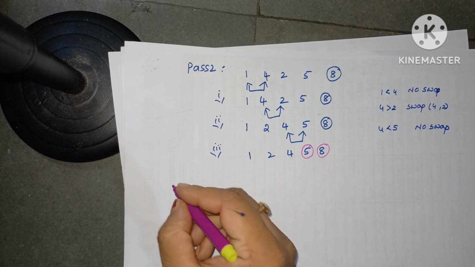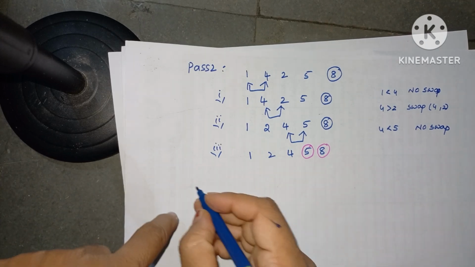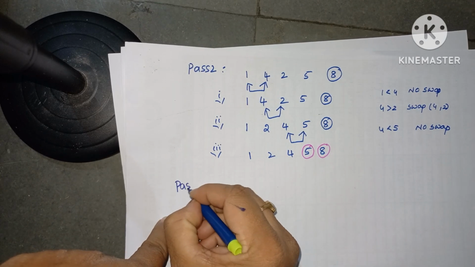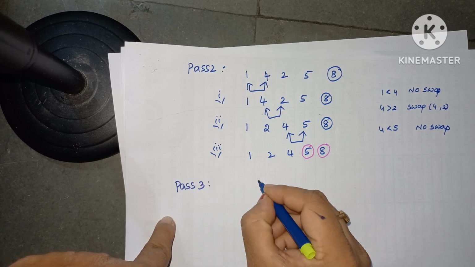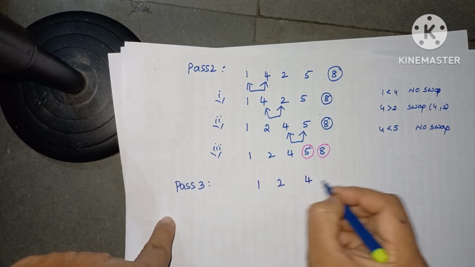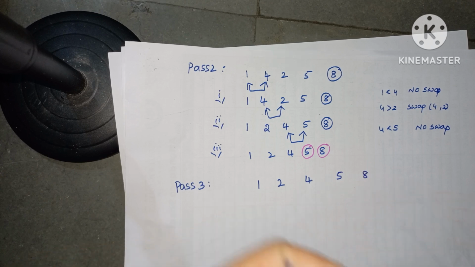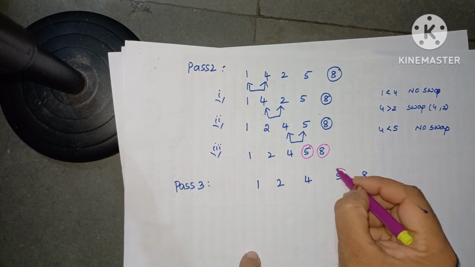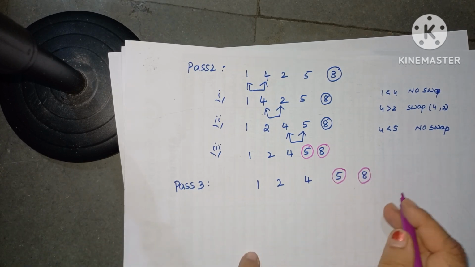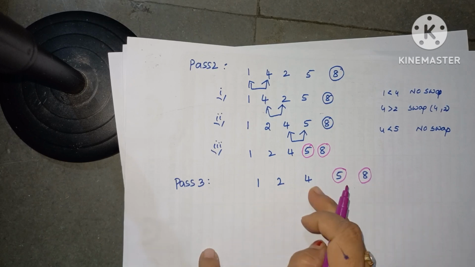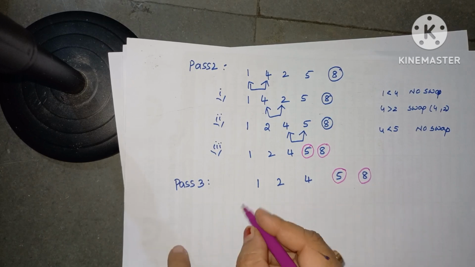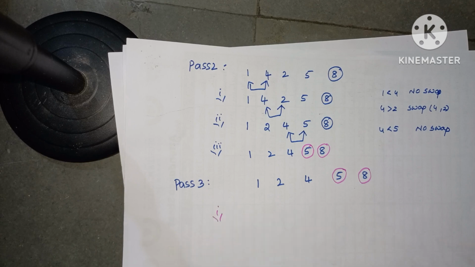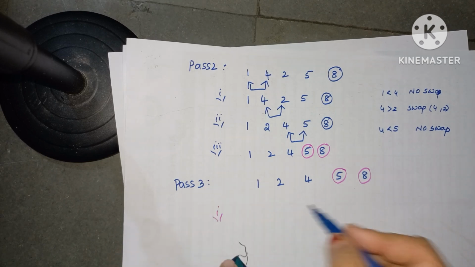Okay. Next one is pass 3. In pass 3, we just take 1, 2, 4, because the 5 and 8 elements are already in the bubbled position. So these are already in order. Now in pass 3, within 2 steps only we have to check, because the elements are already in order, but we have to check that everything is in proper order.